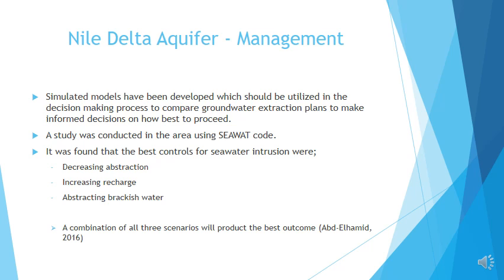In a study conducted in the area, SWI Code, which is a computer program designed to simulate three-dimensional variable density groundwater flow, was used to study groundwater flow and seawater intrusion and how it can best be controlled. Controls included decreasing abstraction, increasing recharge, and abstracting brackish water. It was found that individually, the abstraction of brackish water gave the highest reduction of seawater intrusion, but a combination of all three scenarios gave the highest reduction in seawater intrusion.